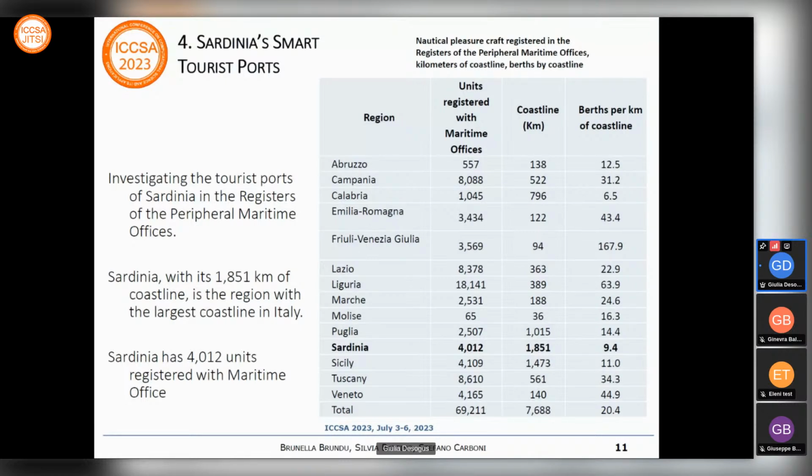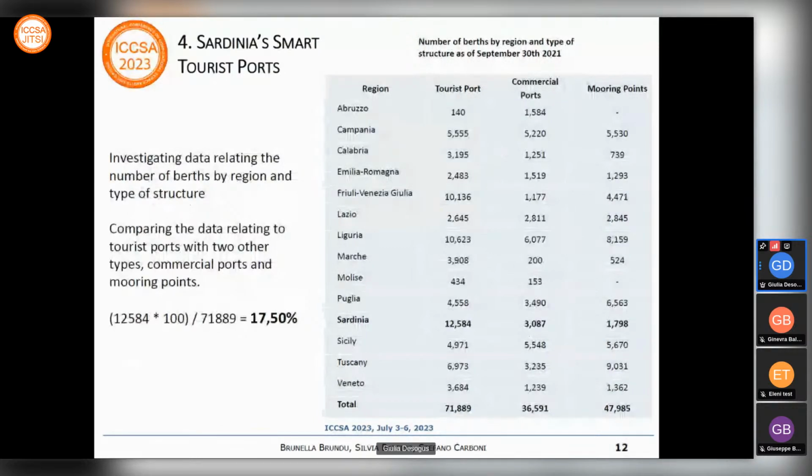Sardinia, with its 1,851 kilometers of coastline, is the region with the largest coastline in Italy. But it has 4K units registered with the maritime offices. However, I think it should focus more on the availability of berths by exploiting precisely the highest extension of its coast. It is possible to investigate the data relating to the number of berths by region and type of structure to be able to compare the tourist ports with two other types, the commercial ports and mooring points.